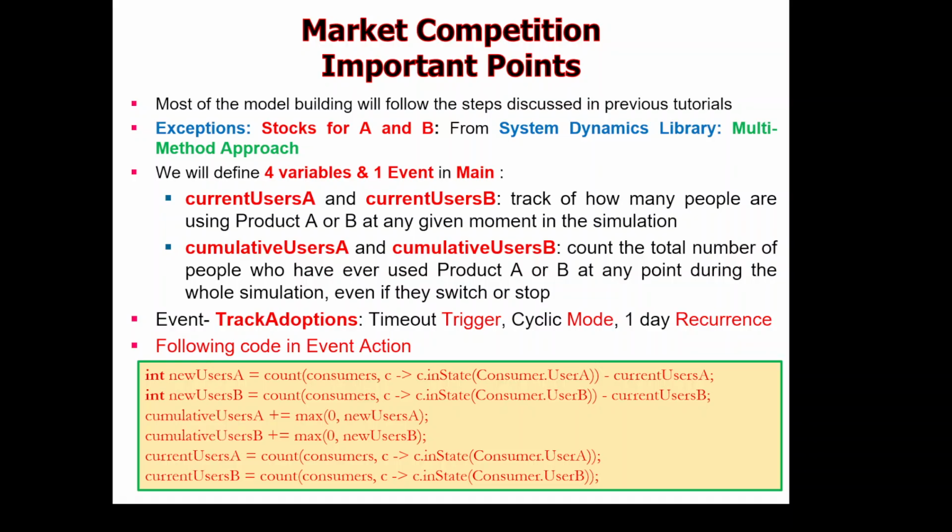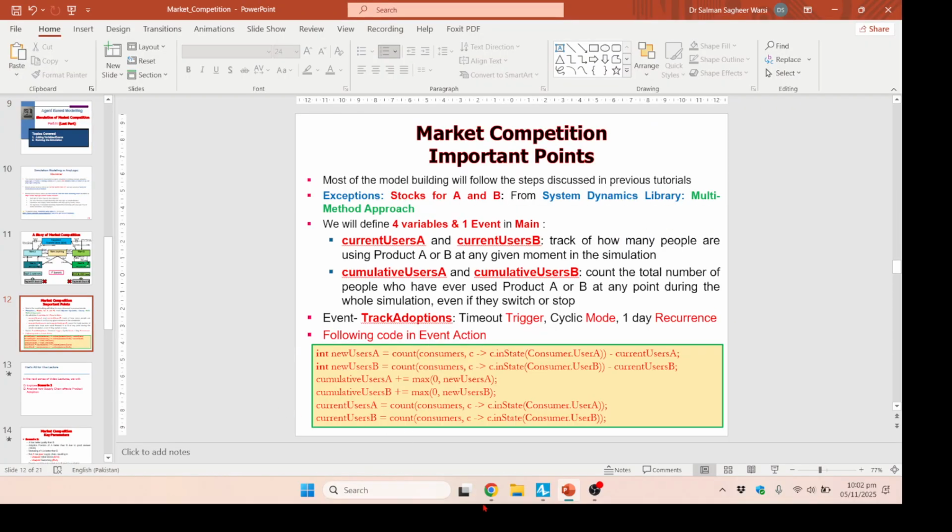The purpose of defining these variables is to keep account of the users A and user B and see how their number progresses as the simulation goes on. And for tracking the adoptions, we are going to add an event as well, and this is the action we are going to write in the event. So let's move to AnyLogic.